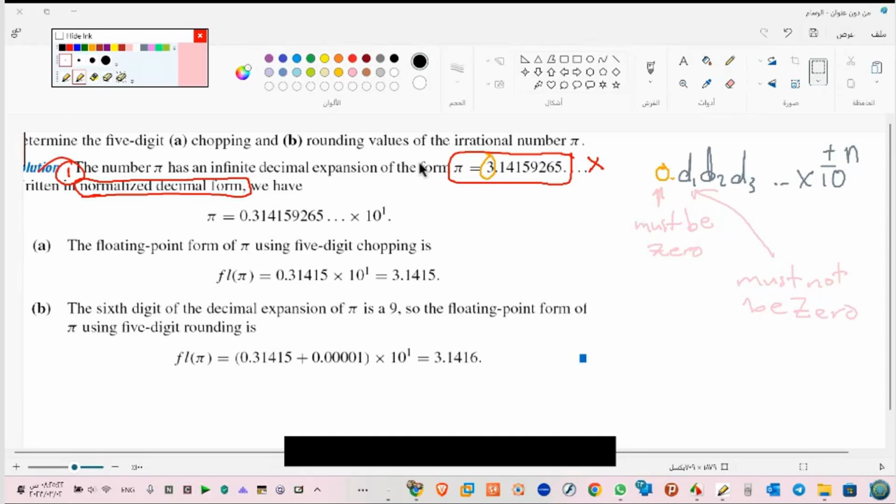How can we apply this here? See, I have a 3 outside. I will move it inside. From outside to inside, n will be positive. From inside to outside, n will be negative. From integer to fraction, the exponent is positive; the opposite is negative. Did you understand this?